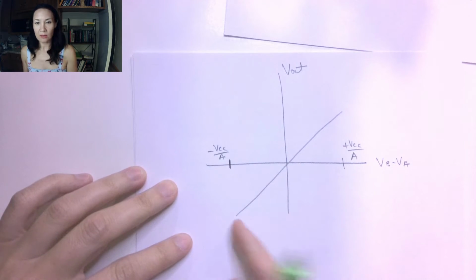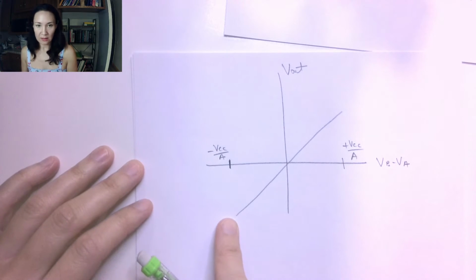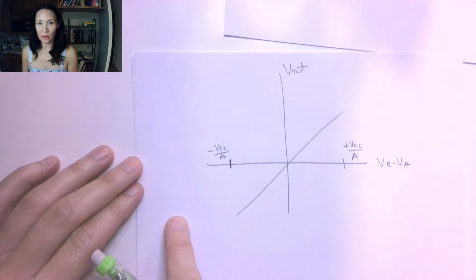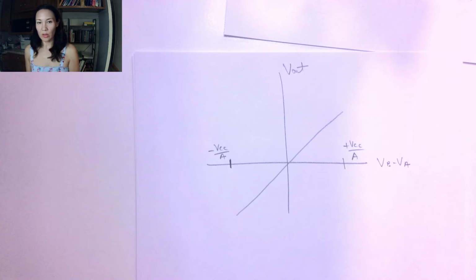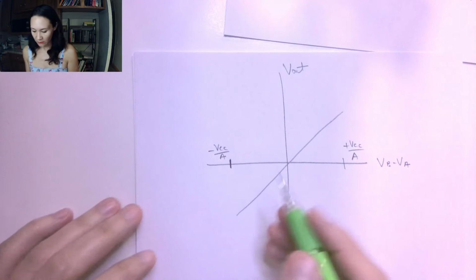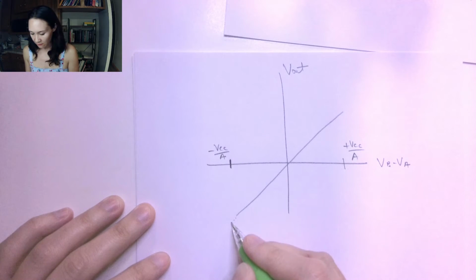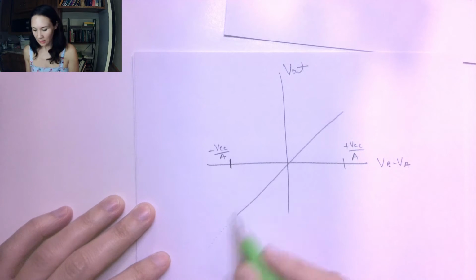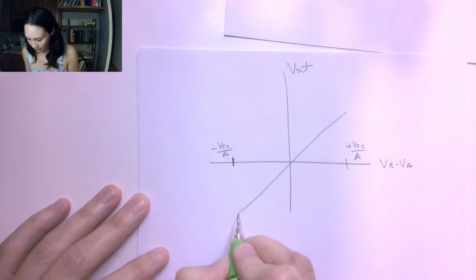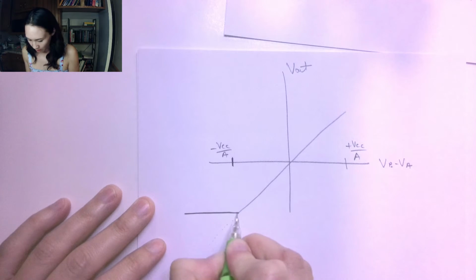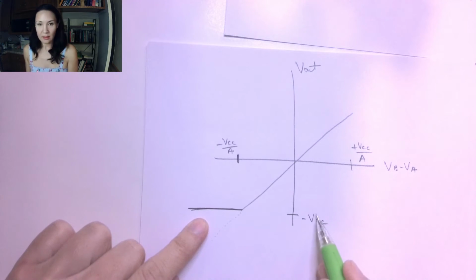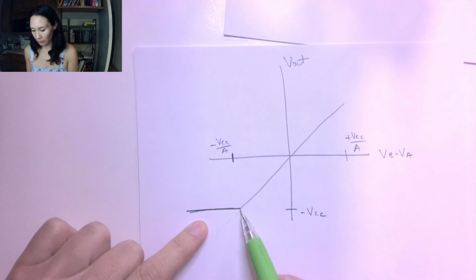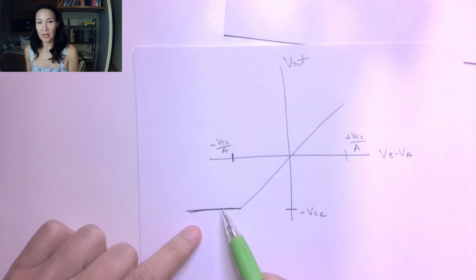So what happens if our VB minus VA is smaller than negative VCC over A? Well, we said that the output gets clipped because it's bounded by this value here. So clipped means instead of having this amplification factor continue in a linear fashion, this is just going to get bounded here by negative VCC. Okay, so we cannot have an amplification that is lower than negative VCC.